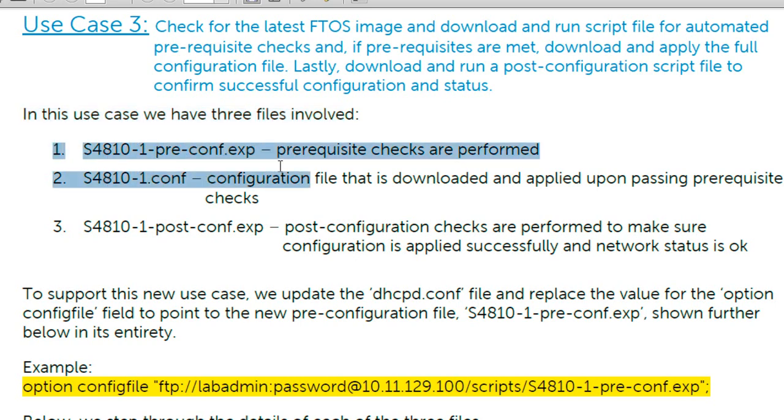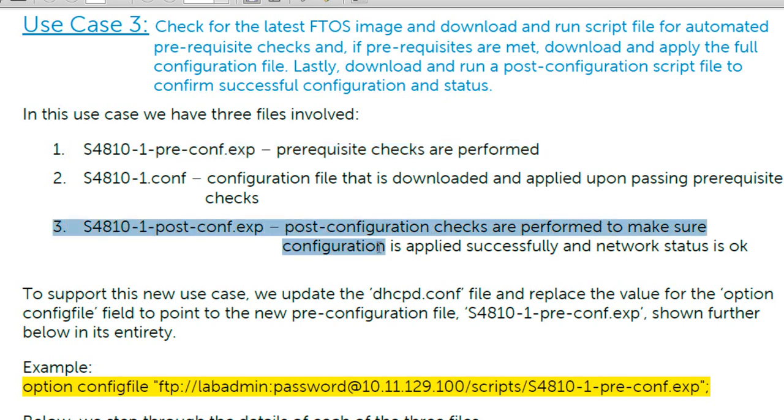This first file is the pre-configuration script. It's actually an expect script that employs LLDP to confirm that each port is connected to the correct switch and correct port. If the prerequisite LLDP checks pass, the switch will download a complete configuration file and post-configuration script file. Once the configuration file is downloaded and applied, a command in the config file runs the post-configuration script.